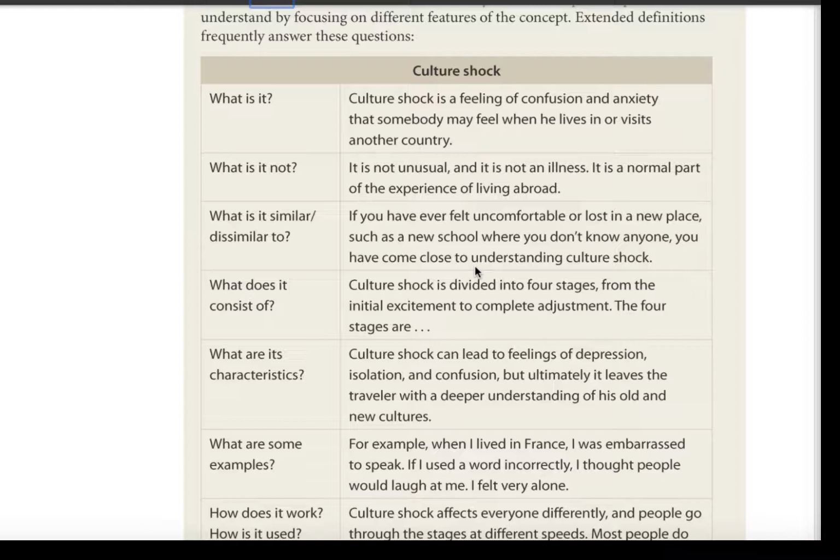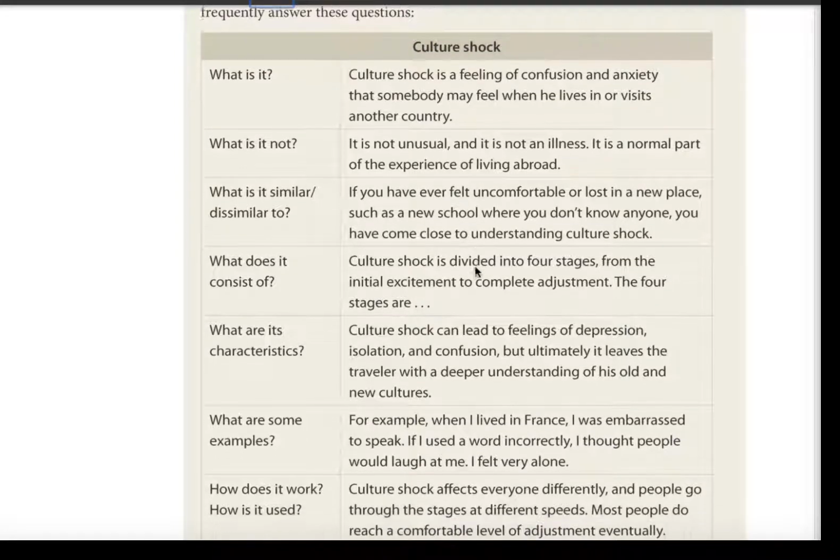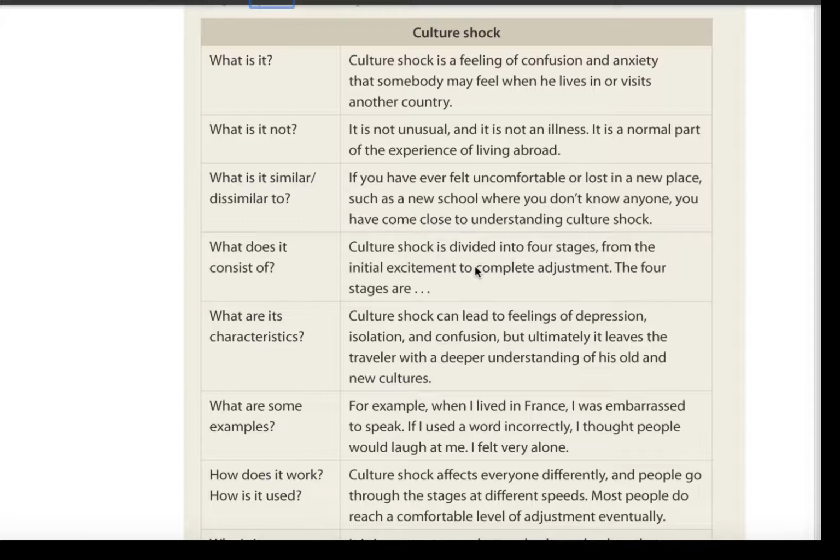It's uncomfortable. And then what does it consist of? Now we want to look at whether we can break it down into different stages or phases or different elements of what it is. Not all of the words that you look at can be broken down into phases or stages, but culture shock can be. In this case, it's saying you can look at it in 4 stages. First, you're excited to be in a new place, and then to complete adjustment. And then this person would go further and say what the 4 stages are.